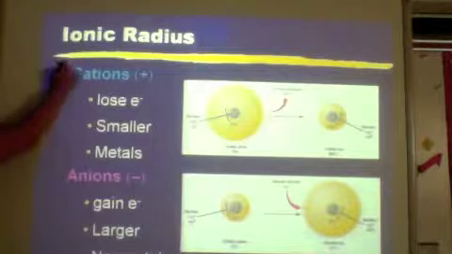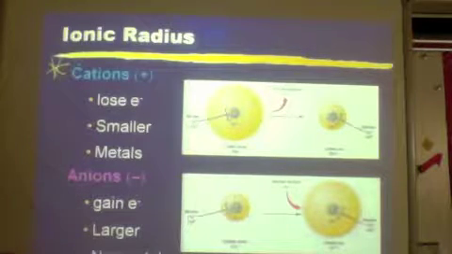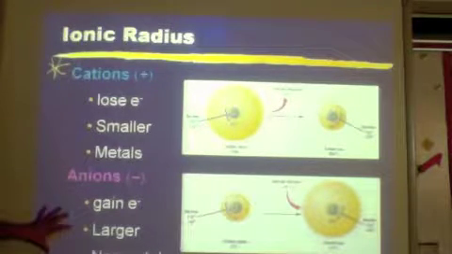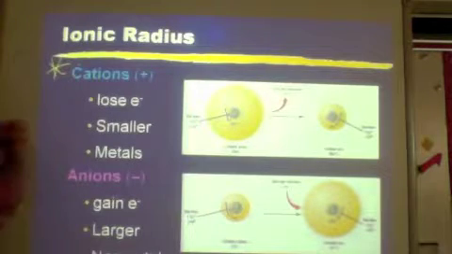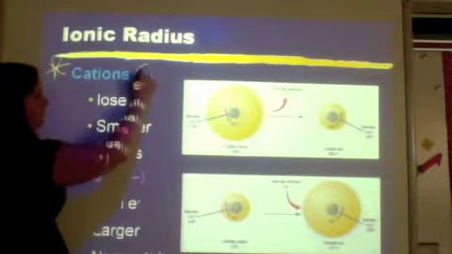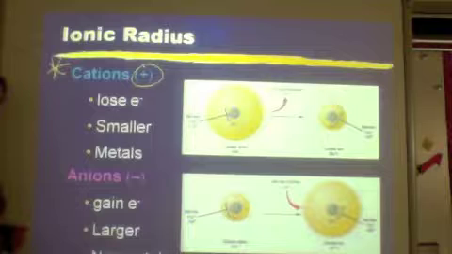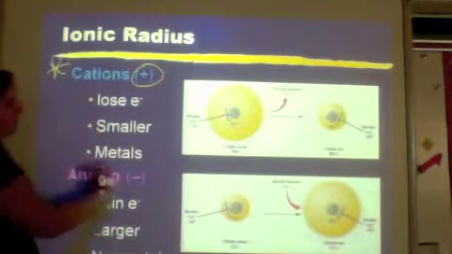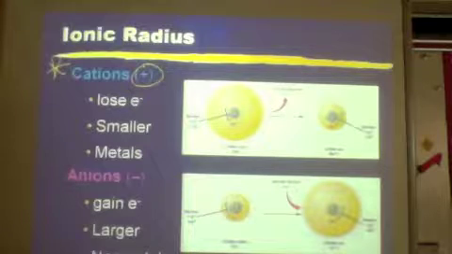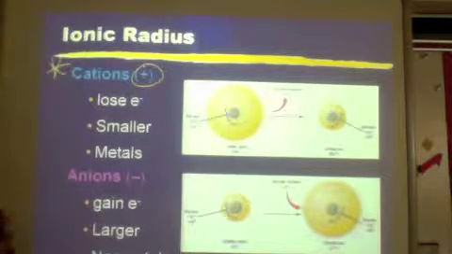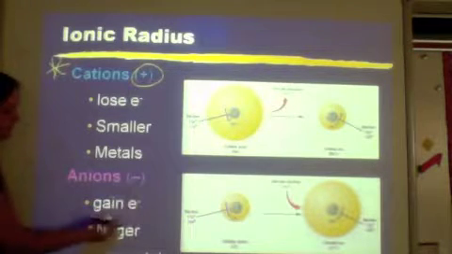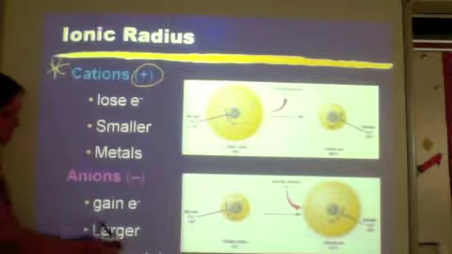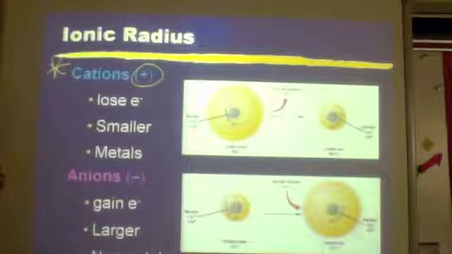This is the key slide. If you can remember this information about cations and anions, you will be good to go. Cations, since they lose electrons, have a positive charge. When you lose a negative, you become more positive. They get smaller, and typically your metals are the ones that form cations. Anions are the exact opposite. Anions are negative because they gain electrons. They get larger, and they're your nonmetals.